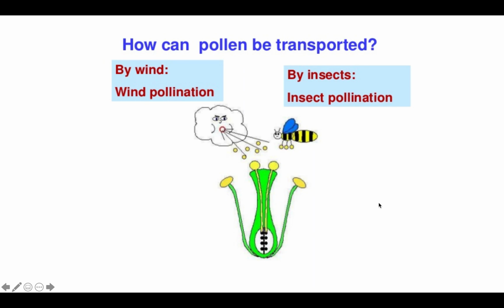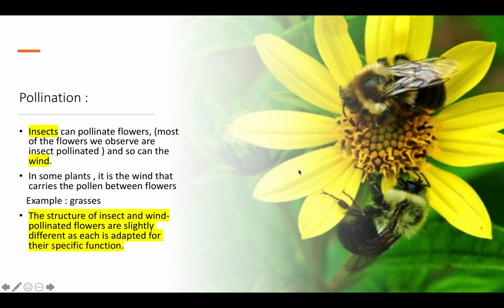Now, how can pollen grains be transported? Either they can be transported by wind, simply blown by wind, or by animals or insects. Now, as we know, the insects are the major pollinators. The pollen grains could stick to their body, and then when they travel from one flower to another, they can simply transfer the pollen grains, or by wind.